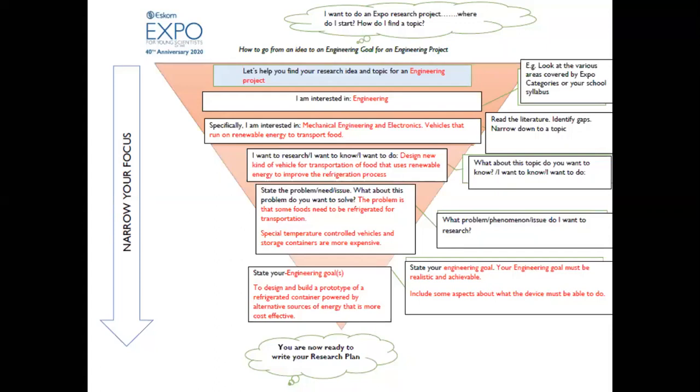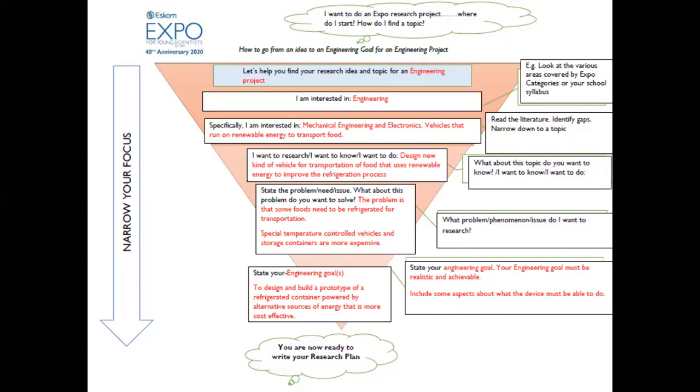So I'm interested in engineering. Specifically, I'm interested in mechanical engineering and electronics. Narrowing that down further, what I'm looking at is the transportation of food, vehicles that run on renewable energy to transport food, okay? So that's my specific area of interest. Then again, I'm going to go into research. What is it that I want to find out? I'm going to look at the cost of transporting food, vehicle cost, fuel cost, the transport of refrigeration, all those sort of things. That's the kind of research that I'm going to do.